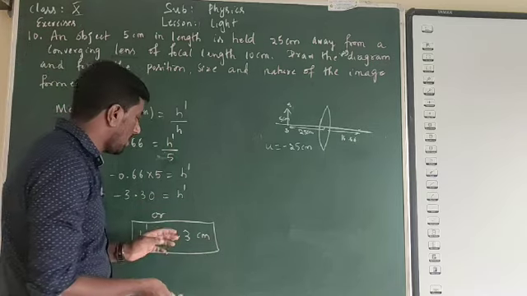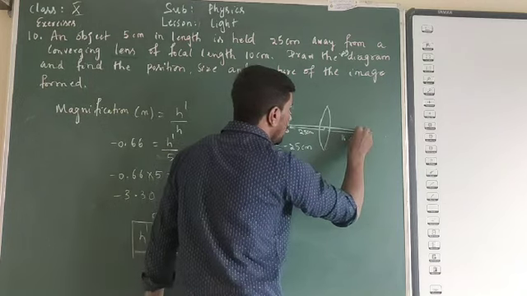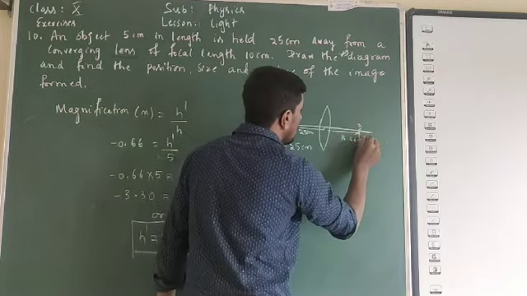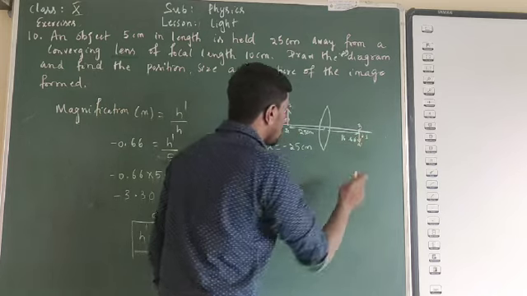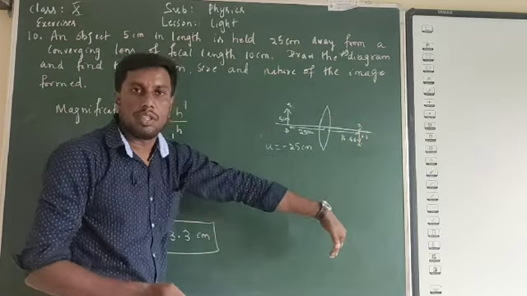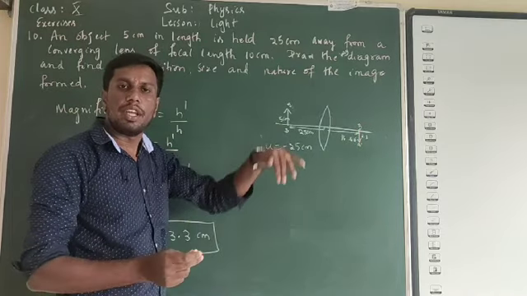It is an inverted image. Suppose the image is formed here. It will be 3.3, so B dash. The negative sign indicates that it is on the negative y-axis. It is an inverted image.